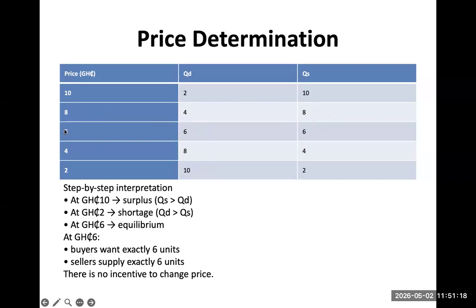So at this point, that's 6 cedis, there's no incentive to change the price, because what the buyers want is the same as what the suppliers are supplying. So the equilibrium has been established.